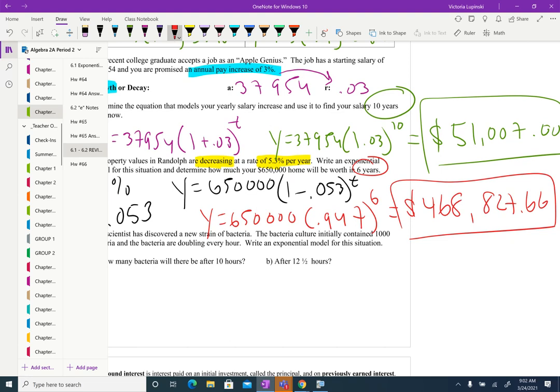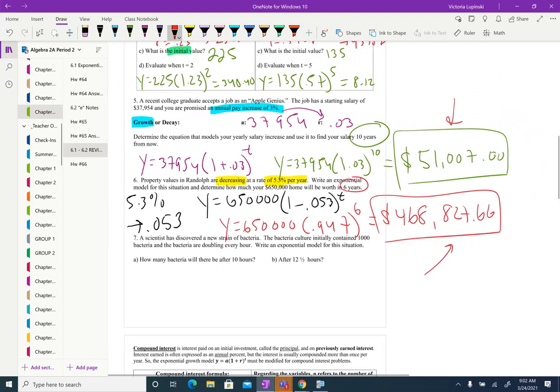And guys, something really, really important here. If you tell me that the problem is growing, make sure your salary after 10 years is higher than you started with. If your property values are decreasing, make sure your home is worth less than you started with. A little bit of common sense goes a long way. Questions?